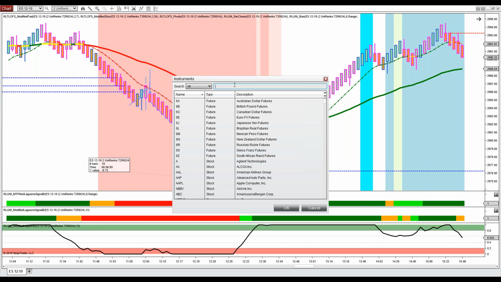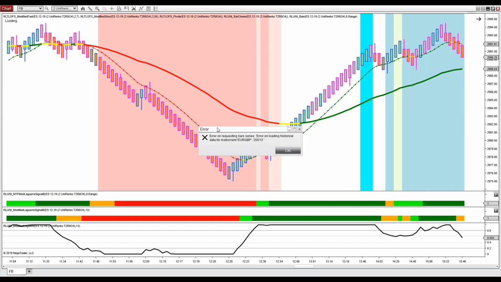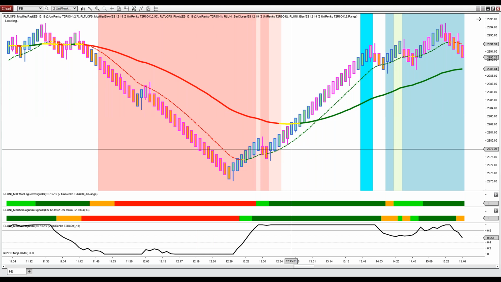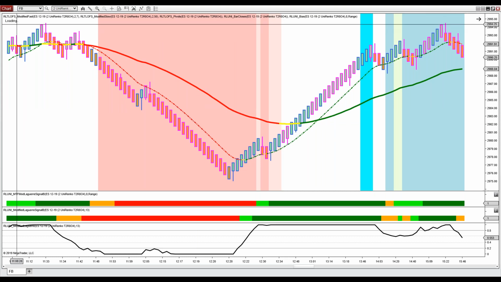Let me think what to pick. I'll just pick Facebook. It's giving me an error because I added a data feed and there's no. So let's give it a minute. It's loading.